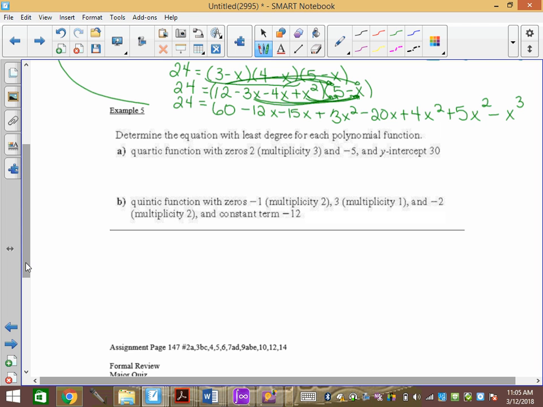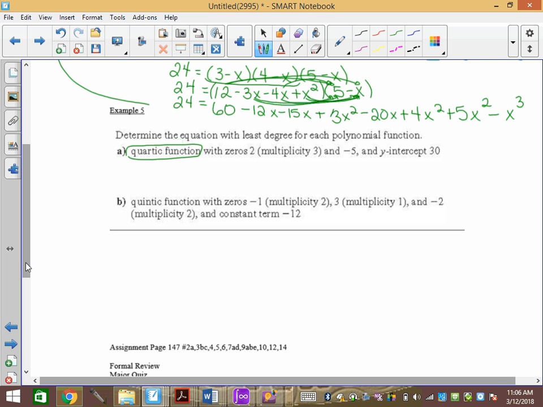All right. So A, determine the equation with least degree for each of the polynomial functions. This is the last piece. So we have a quadratic function. Quadratic function means what? Degree what? Thank you. Not 1/4. Okay. So quadratic is degree 4. So at maximum, how many x-intercepts are we going to have? 4. You always have maximum the degree, right?